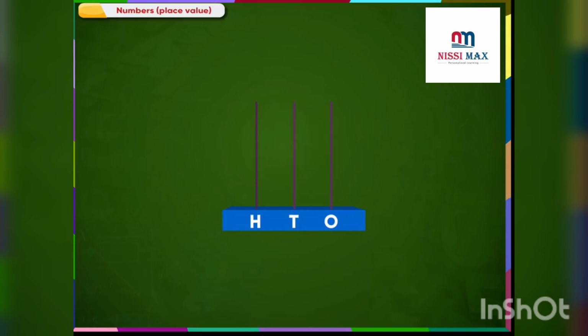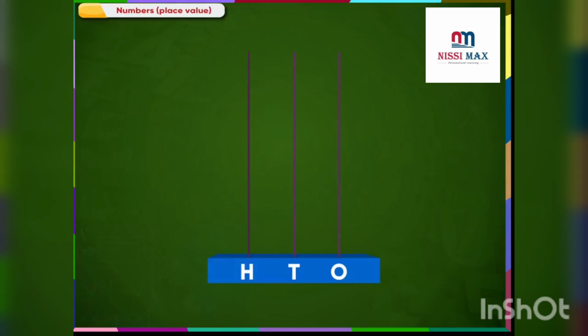In a 3-spike abacus, the spike on the leftmost side denotes digits at hundreds place. For example, the number 215 is represented with 2 beads at hundreds place, 1 bead at tens place, and 5 beads at the ones place. Let us see how to count numbers in an abacus.